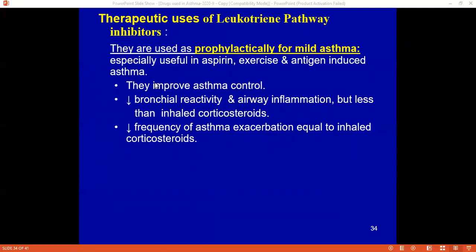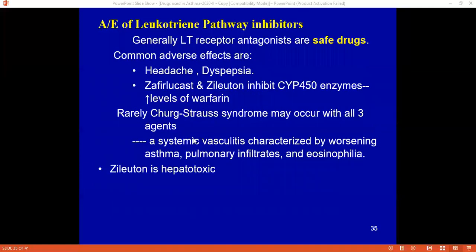Therapeutic uses of these inhibitors. They are used prophylactically for mild asthma, especially useful in aspirin-induced, exercise-induced, and antigen-induced asthma. They improve asthma control. They decrease bronchial reactivity and airway inflammation, but less than inhaled corticosteroids. They can decrease the frequency of asthma exacerbations equal to inhaled corticosteroids. So they are sometimes used in combination with corticosteroids.